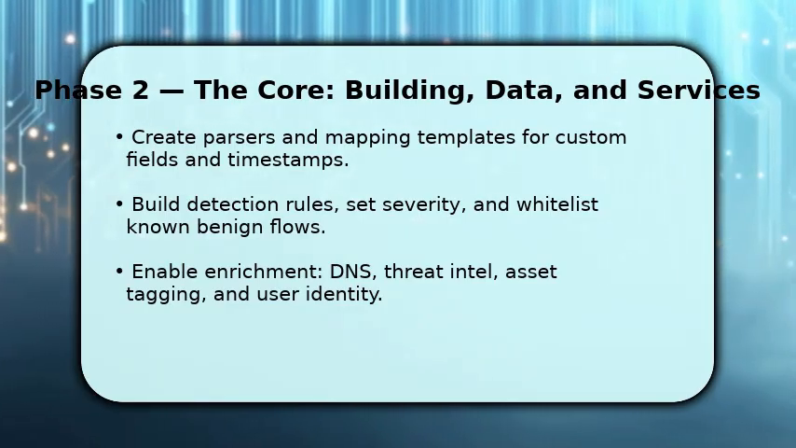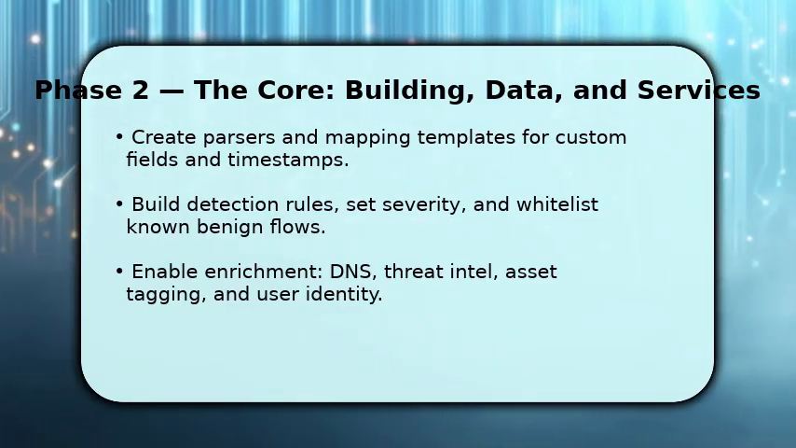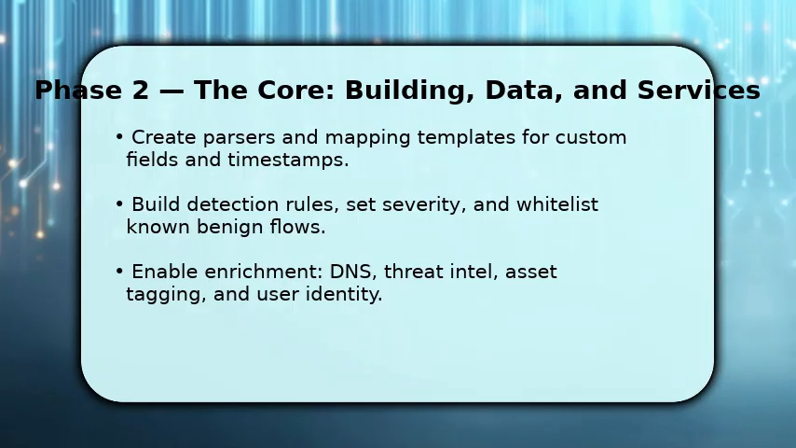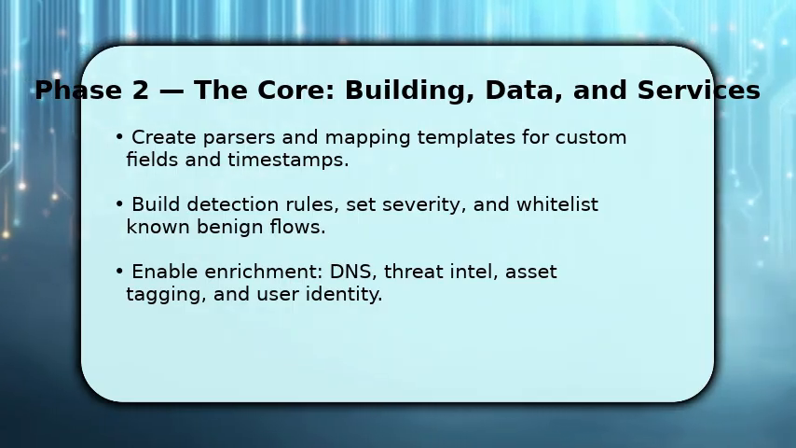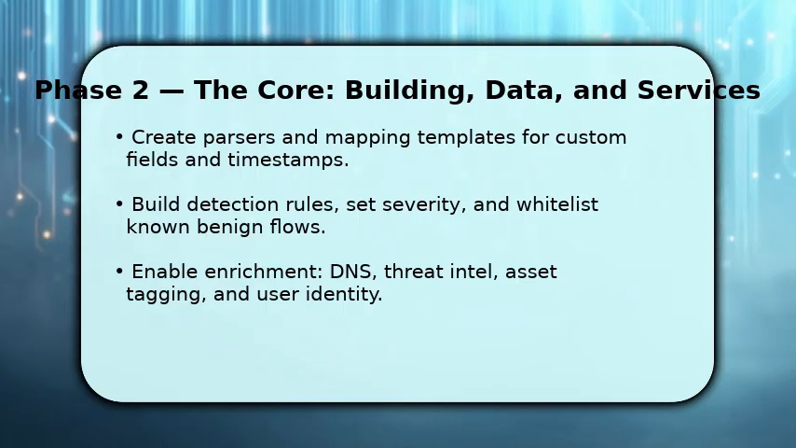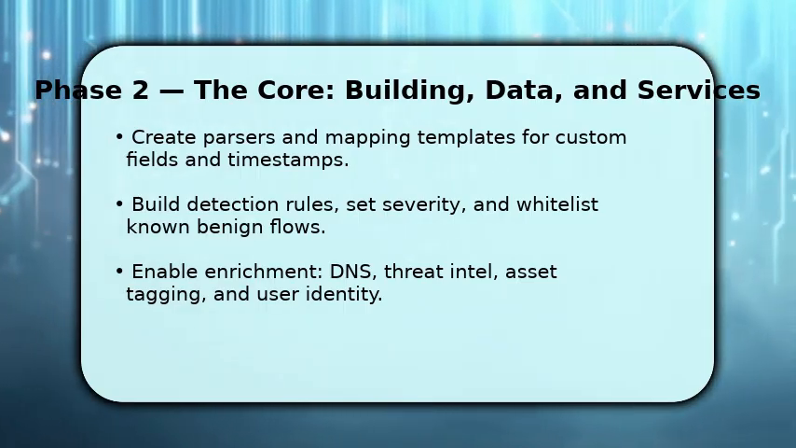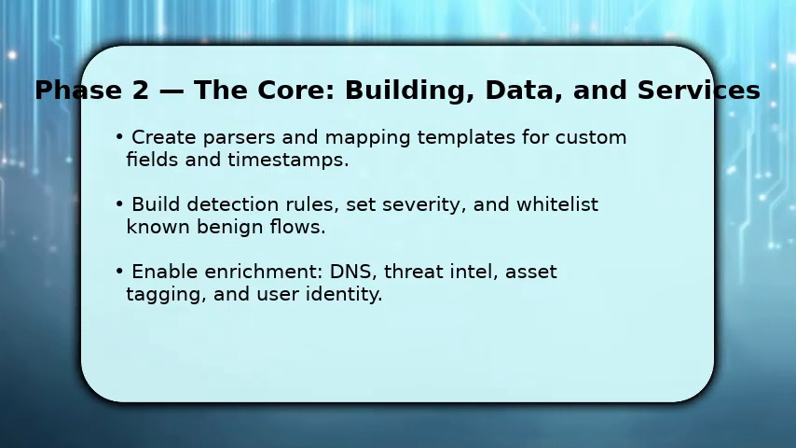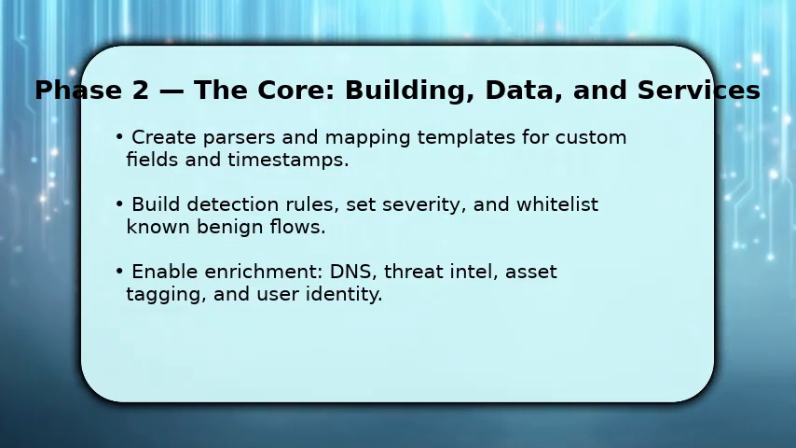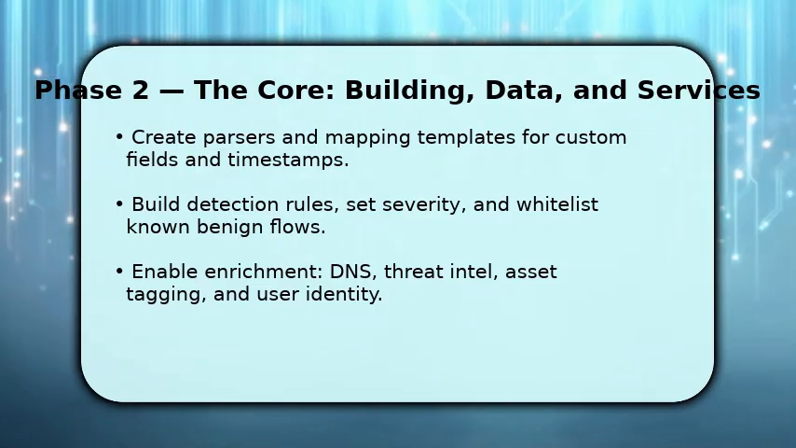Next, build detection rules with clear severities and include contextual enrichment: DNS, threat intel, and asset tags to increase signal quality. Make sure to tune false positives by whitelisting benign flows and iterating on rule logic. Continue testing with varied data. As you expose edge cases, refine parsers and rule thresholds.